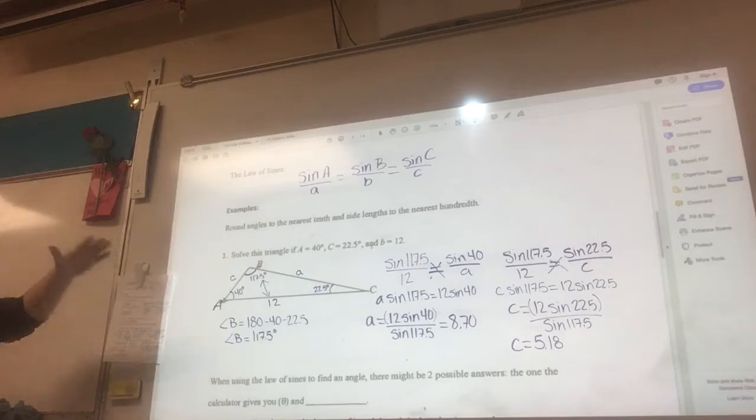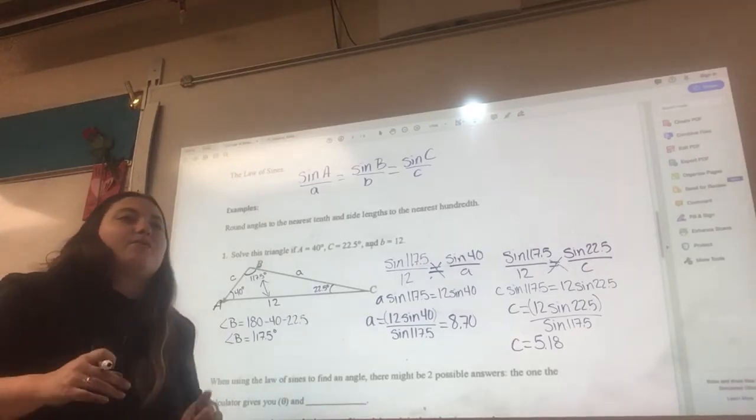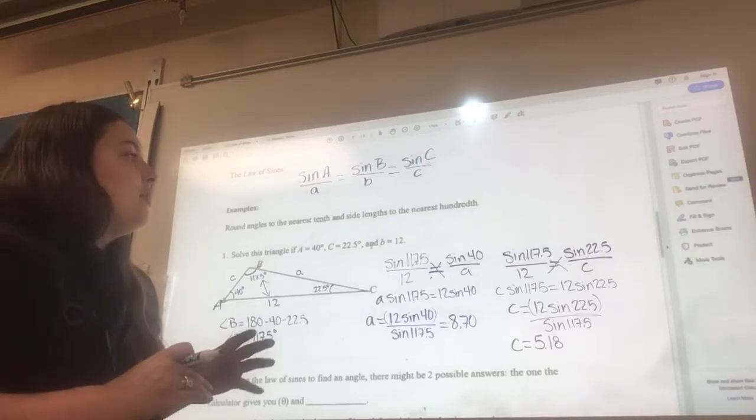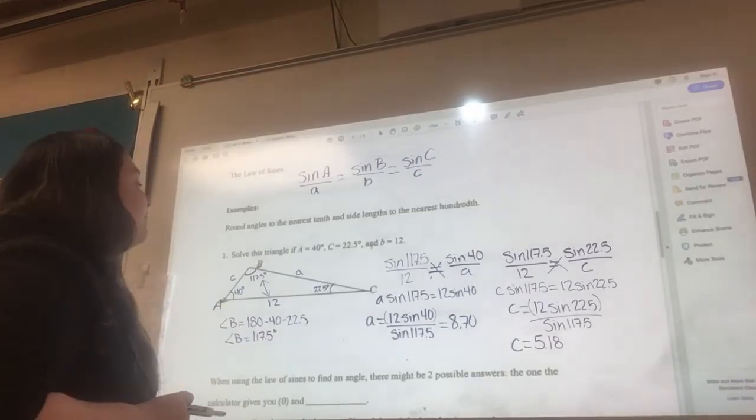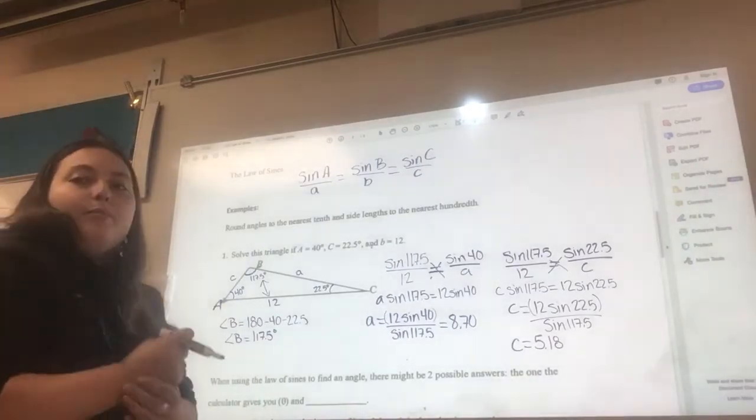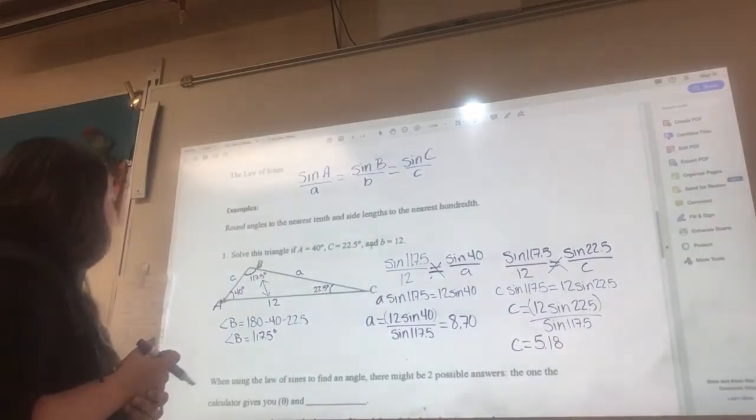So you are solving law of sines. You solved a full triangle all by itself, and you didn't have to use SOHCAHTOA in any way. So that is a big, big key thing, okay?